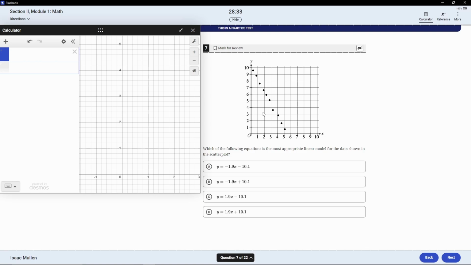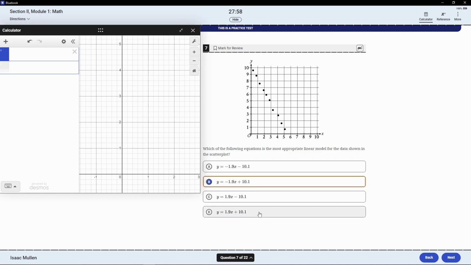Which of the following equations is the most appropriate linear model for the data shown in the scatter plot? I always like to start when forming linear equations with the y-intercept, or the b. A standard linear formula is y = mx + b, where b is the y-intercept and m is the slope, right? So here, we see our y-intercept is around positive 10, so positive 10.1. So we're going to look for ones with plus 10.1.